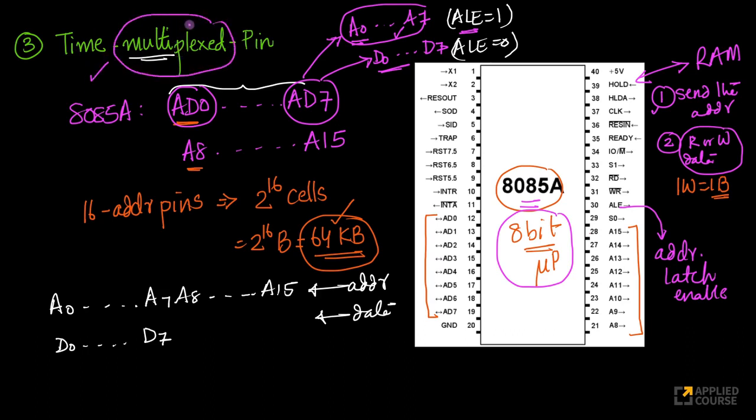And why is it called multiplexing? Because the same pins are used for two different tasks at two different times based on the value of another pin. Very, very important. And we do not use the same pins for both tasks at any time, because if you look at the sequence of steps, first we send the address, then we read or write the data. That's how the whole thing works.